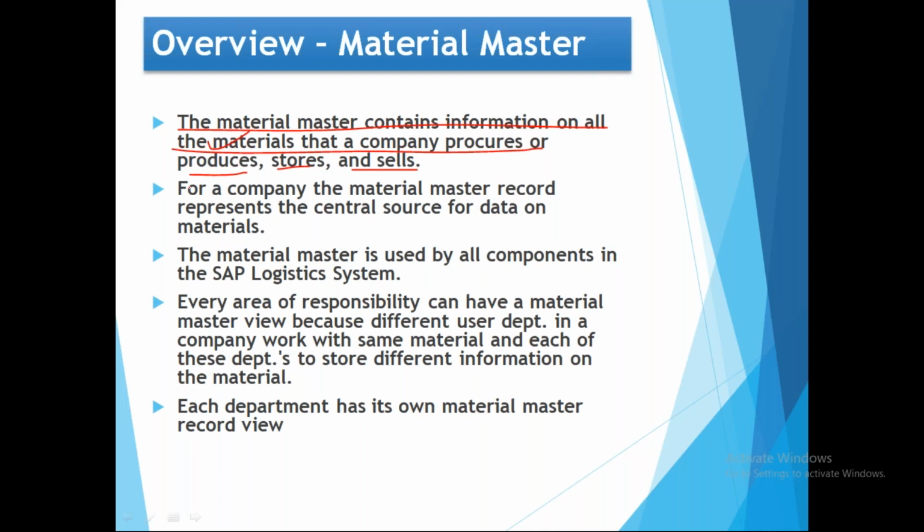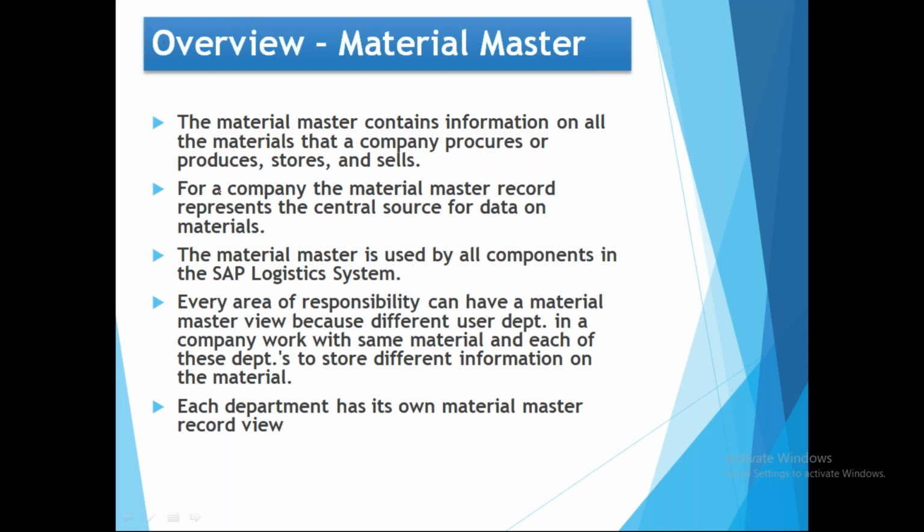Now material master contains information about that particular material, like what is the material code, what is the material description, what is its unit of measure. If it is a raw material, how many days it will take for the supplier to supply that material; if it is an internally produced material, how many days it will take to manufacture that material. All that information will be stored in the material master. So material master will contain information about that particular material. That is why it is called material master.